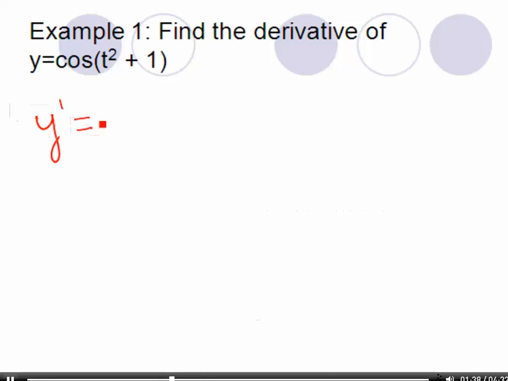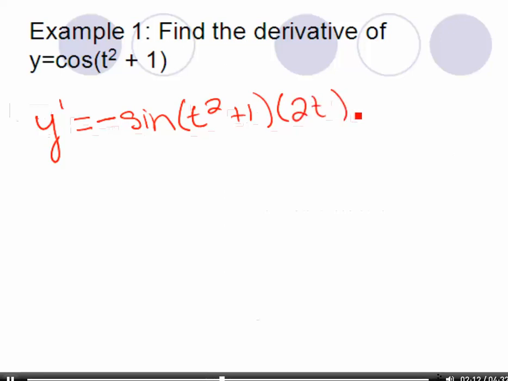First we're going to take the derivative of the outside. The outside is what we'll refer to as just the cosine part. The derivative of cosine is negative sine. When we take the derivative of the outside, we're going to leave the inside the same, so it's negative sine of t squared plus 1. Now we need to take the derivative of the inside, t squared plus 1. The derivative of t squared plus 1 is 2t.